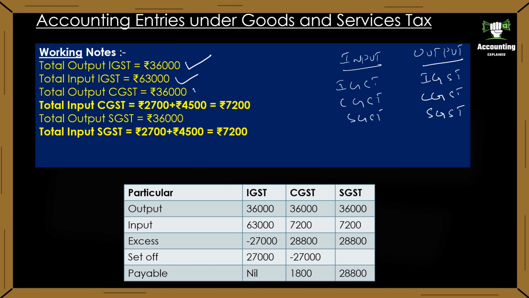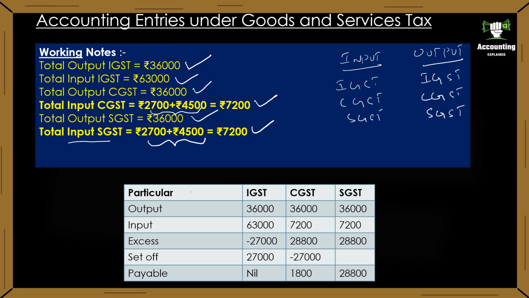Total output CGST is 36,000. Total input CGST is 2,700 plus 4,500 for two transactions, 7,200. Total output SGST is 36,000 and total input SGST is 2,700 plus 4,500, 7,200 for two transactions. We have to incorporate this in a separate tabular column to find out how much is the tax payable.